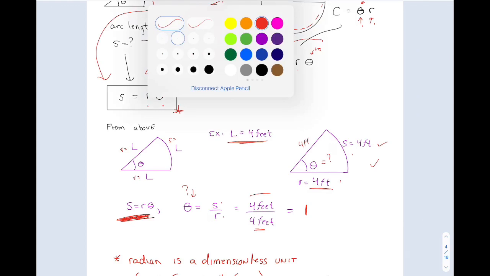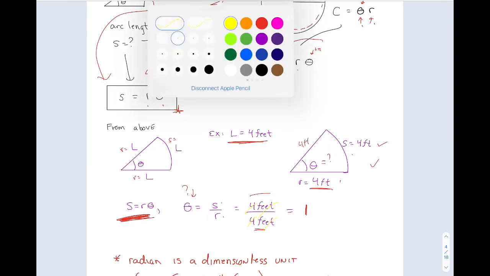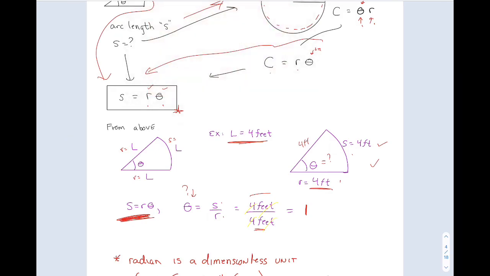And I do this in a calculator. The 4's cancel, and the word feet cancels, so I'm left with 1. And then what do I write? I write the word radian for free.